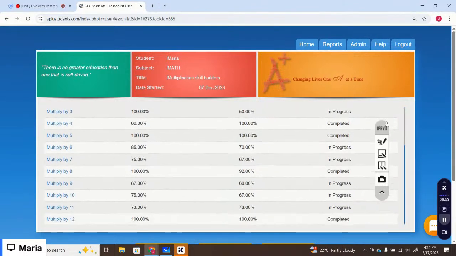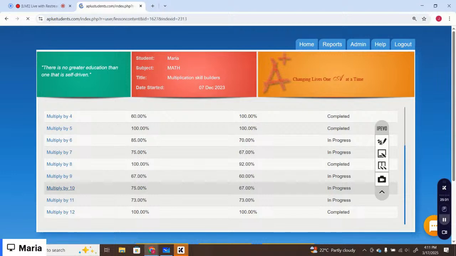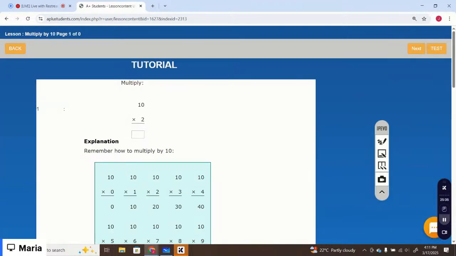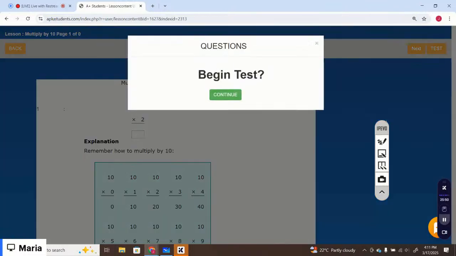The next one is multiply by 10. Multiplying by 10 is the easiest one. What do you have to do? 10 times 2. You have to do 2 times 1 is 2, and then you have to add a 0. So 10 times 2 is 20. Let's just start with the test questions.